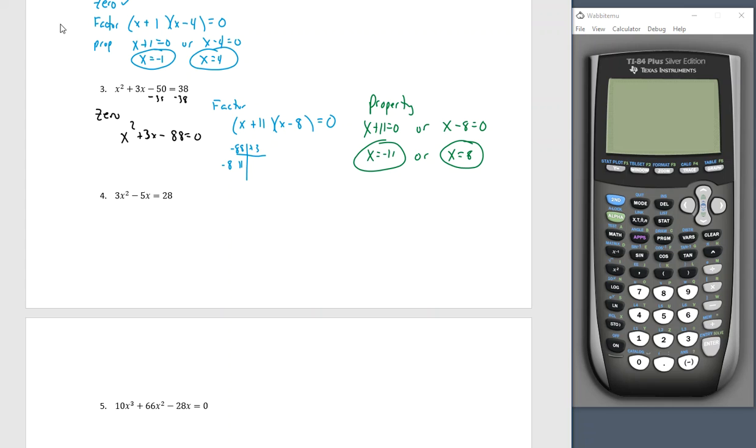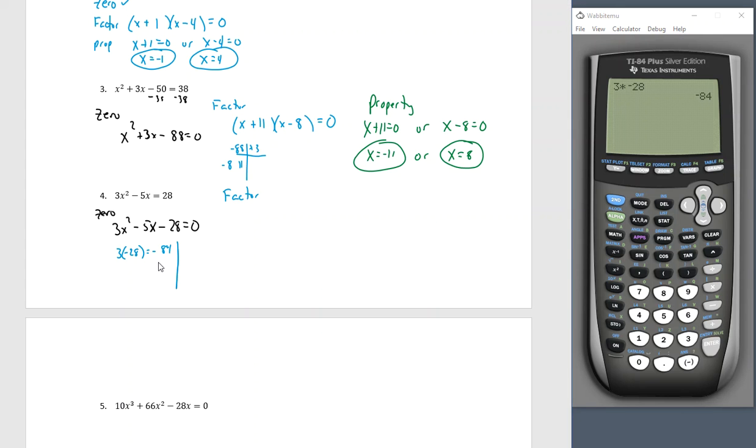Okay, again, always, every single time, get it equal to 0. 3x squared minus 5x minus 28 equals 0. And now we're going to factor. I'm going to put my work over here. In order to factor, we need to multiply 3 times a negative 28. We'll do that on our calculator over here. 3 times a negative 28 is negative 84.